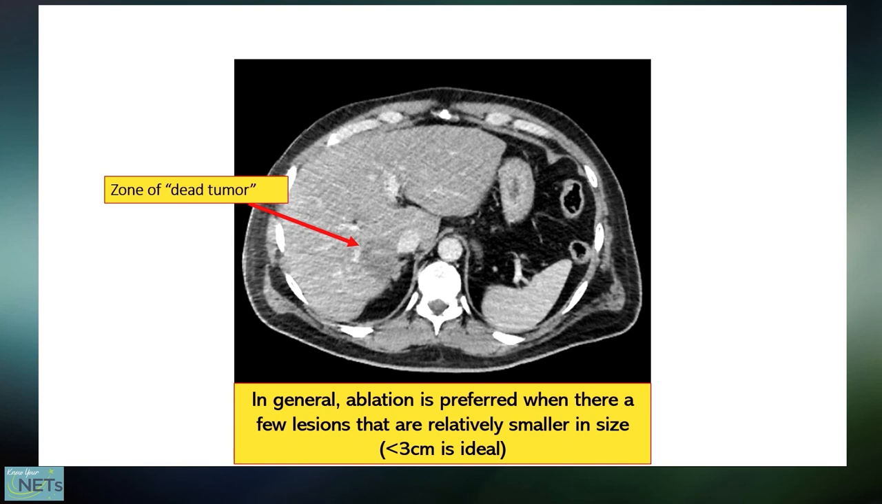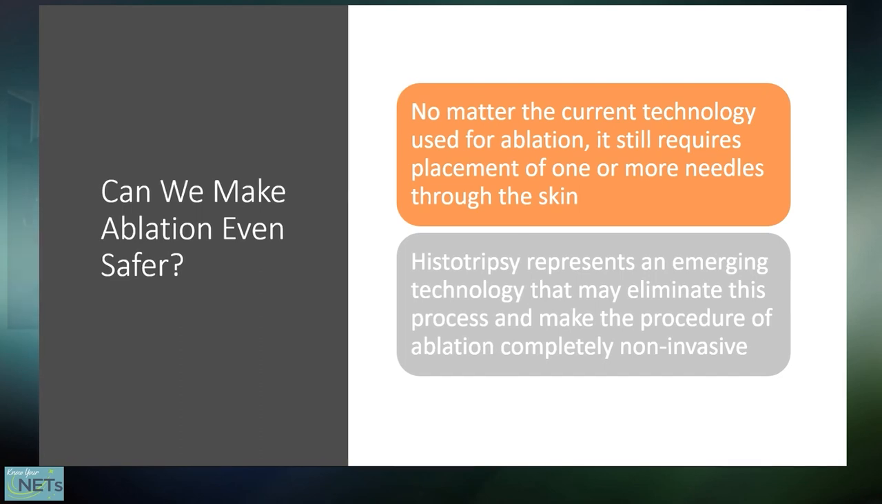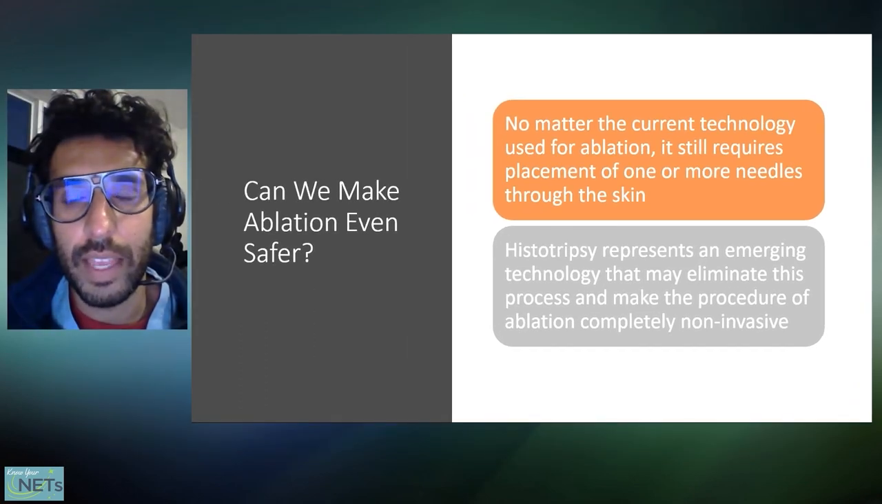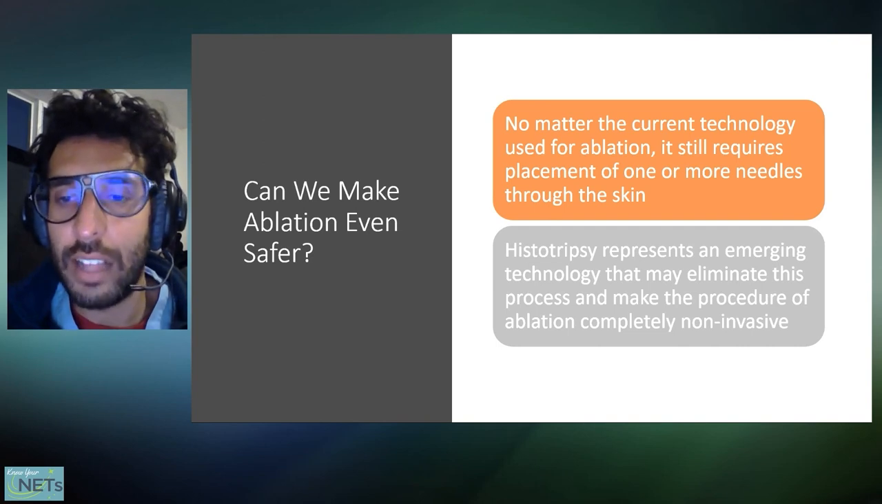And we can really only do it for smaller tumors. Less than 3 centimeters is sort of the ideal size. Finally, I want to talk about something I think I spoke about last time, which is, can we make ablation even safer? Every technology currently for ablation that we use still requires taking a needle, putting it through the skin and putting it into the liver.